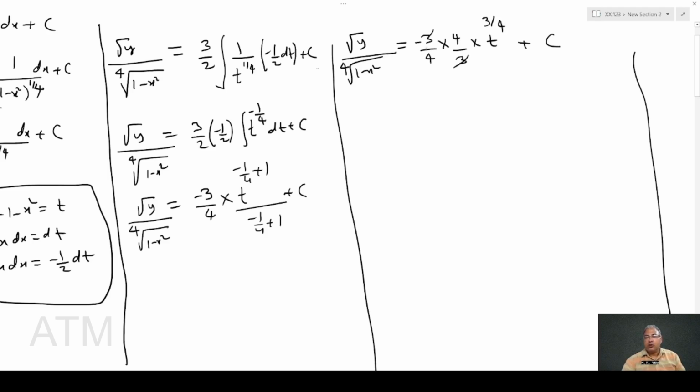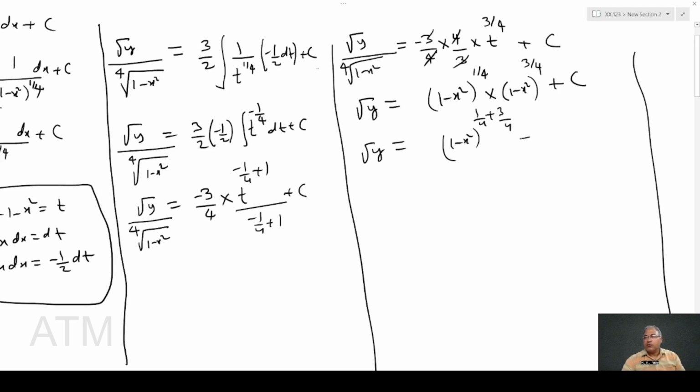3 is gone and 4 also gone. So root y equals (1 minus x square) raised to 1 upon 4 into, what is the t value? T value is nothing but 1 minus x square. So (1 minus x square) raised to 3 upon 4 plus c. So root y equals (1 minus x square) whole raised to 1 upon 4 plus 3 upon 4 plus c. So root y equals (1 minus x square) raised to 4 upon 4 plus c, that is root y equals 1 minus x square.